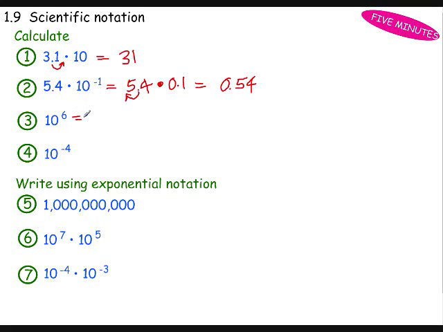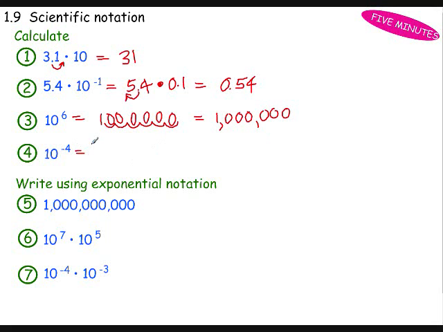10 to the 6th. Well, if we think of this as 1 times 10 to the 6th, what's going to happen? We're going to move it 1, 2, 3, 4, 5, 6 places: 0, 0, 0, 0, 0, 0. So we might want to write it with commas. When we get into some of these larger numbers, the commas are very helpful in helping us organize.